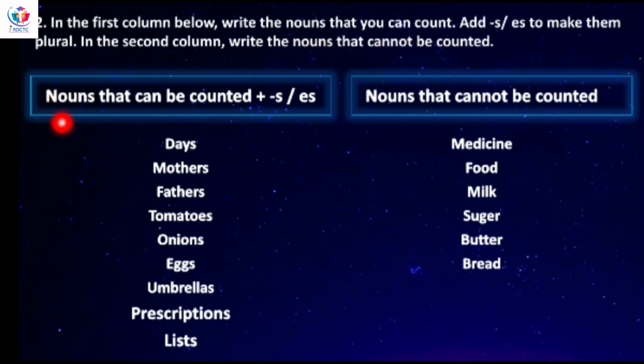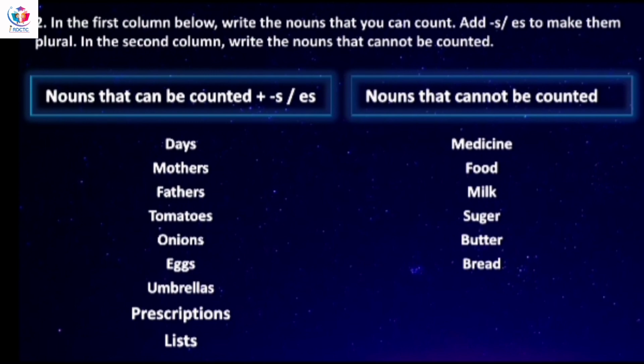Okay. Nouns that can be counted plus s or es, like days, mothers, fathers, tomatoes, onions, eggs, umbrellas, prescriptions and list. And the next one is nouns that cannot be counted: medicine, food, milk, sugar, butter and bread. Okay. We cannot add s or es to make them plural.